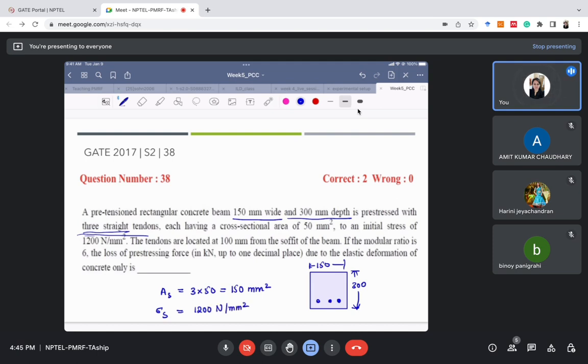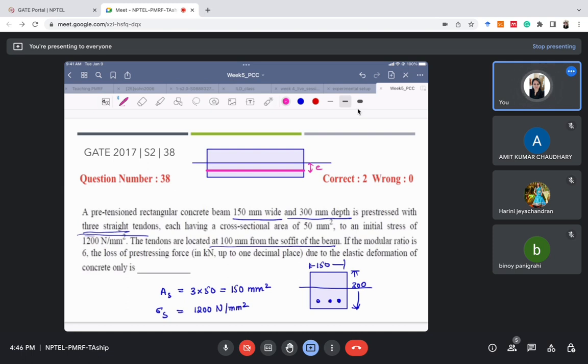So these RCC questions are a little boring. Okay, but no options. So the tendons are located at 100 mm from the soffit of the beam. Please note this thing. So in usual cases, what do they give? This is the beam, and this is the neutral axis, and this is our tendon. So in usual cases, they give the value of this E, that is where the tendon is located from the neutral axis.